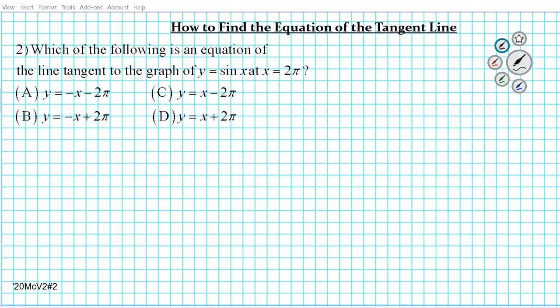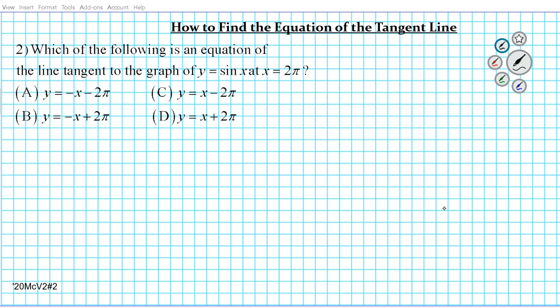All right, for question number 2, we're going to be learning how to find the equation of the tangent line. We're going to be looking at the trigonometric function in this particular example. Question 2 reads, which of the following is an equation of the line tangent to the graph of y equals sine x at x equals 2 pi?